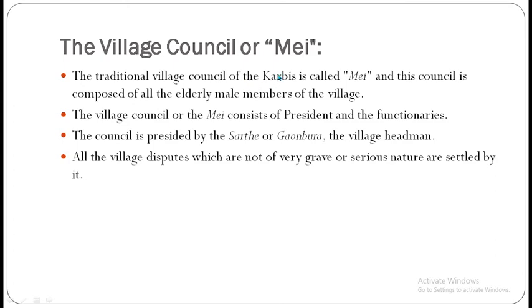Now let's come to the village council or May. The traditional village council of the Karbis is called May, and this council is composed of all the elderly members of the village. The village council or the May consists of a president and the functionaries. The council is presided over by the Sarte or Gonbura, the chief of the village. All the village disputes which are not of a very grave or serious nature are settled by it.